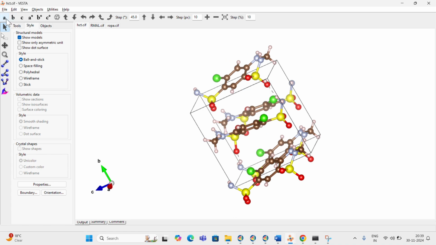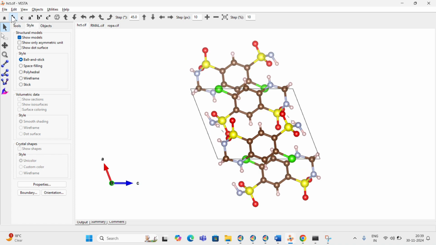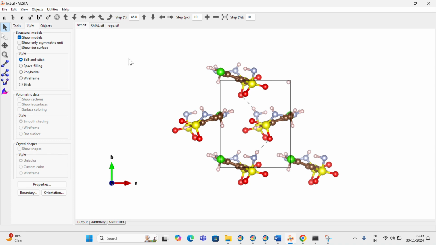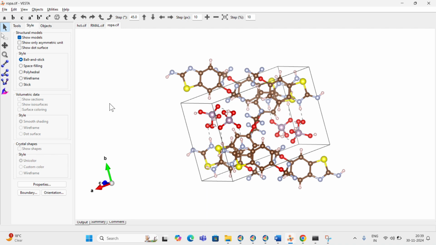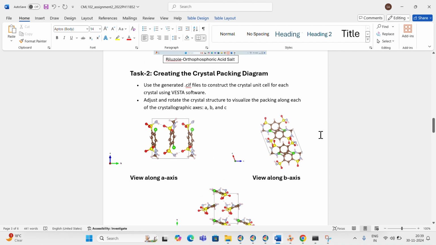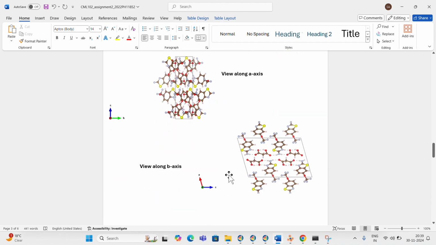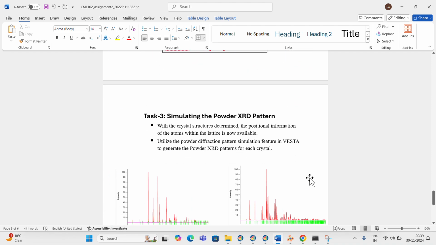And for visualizing along the A axis, we can click on A in Vesta. So this is the C axis, this is B, and the axis along which we are viewing it is the A axis. This view is for the B axis, and this view is for the C axis. Similarly, for the second and third compounds, we can visualize all these. And as we can see, these are all the crystal packing diagrams for all three compounds along the A axis, B axis, and C axis.